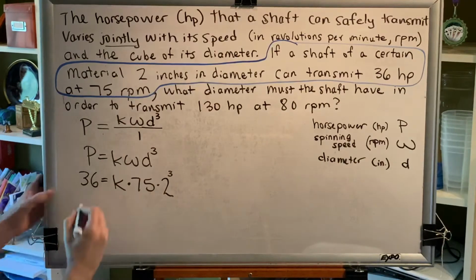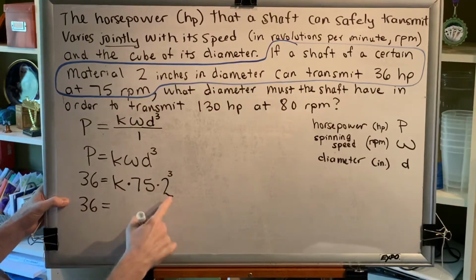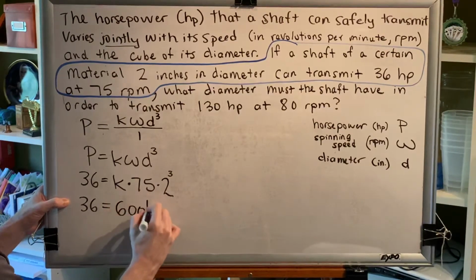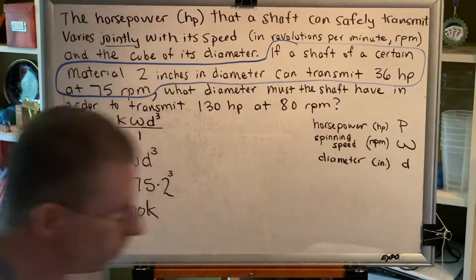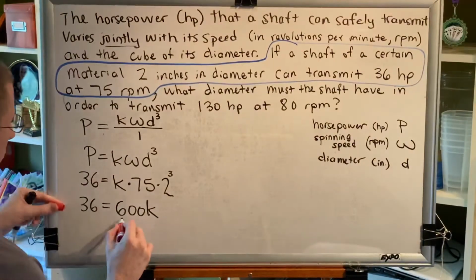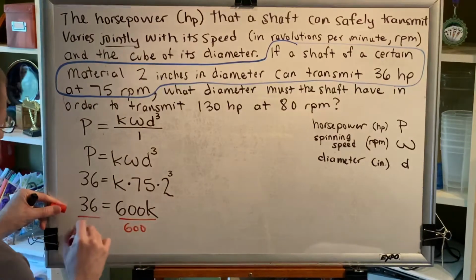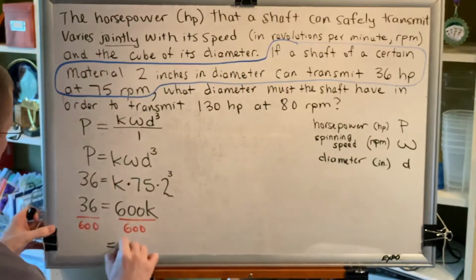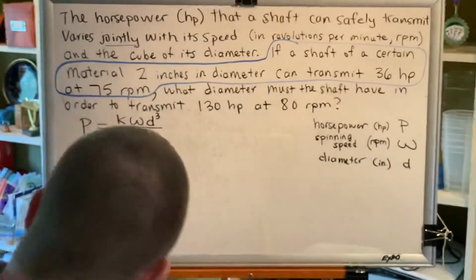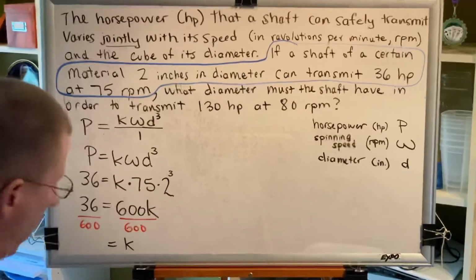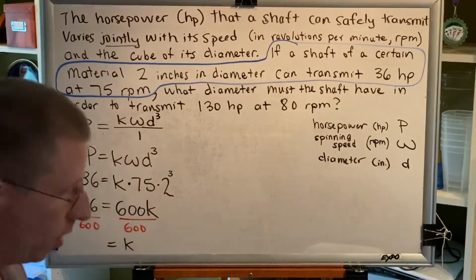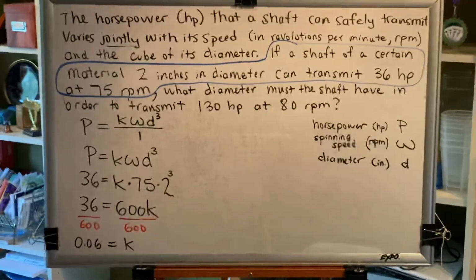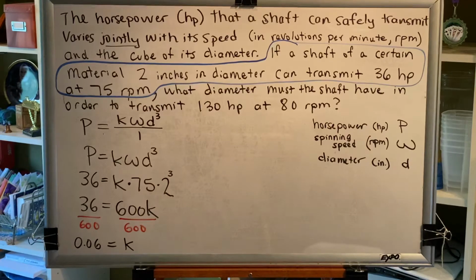That allows me to solve for K. So 36 equals 2 cubed is 8. 8 times 75 is 600, and 600 times K would be written 600K. Now, divide both sides by 600. This gives us the value of K. I'm going to use a calculator here. 36 divided by 600 equals 0.06.